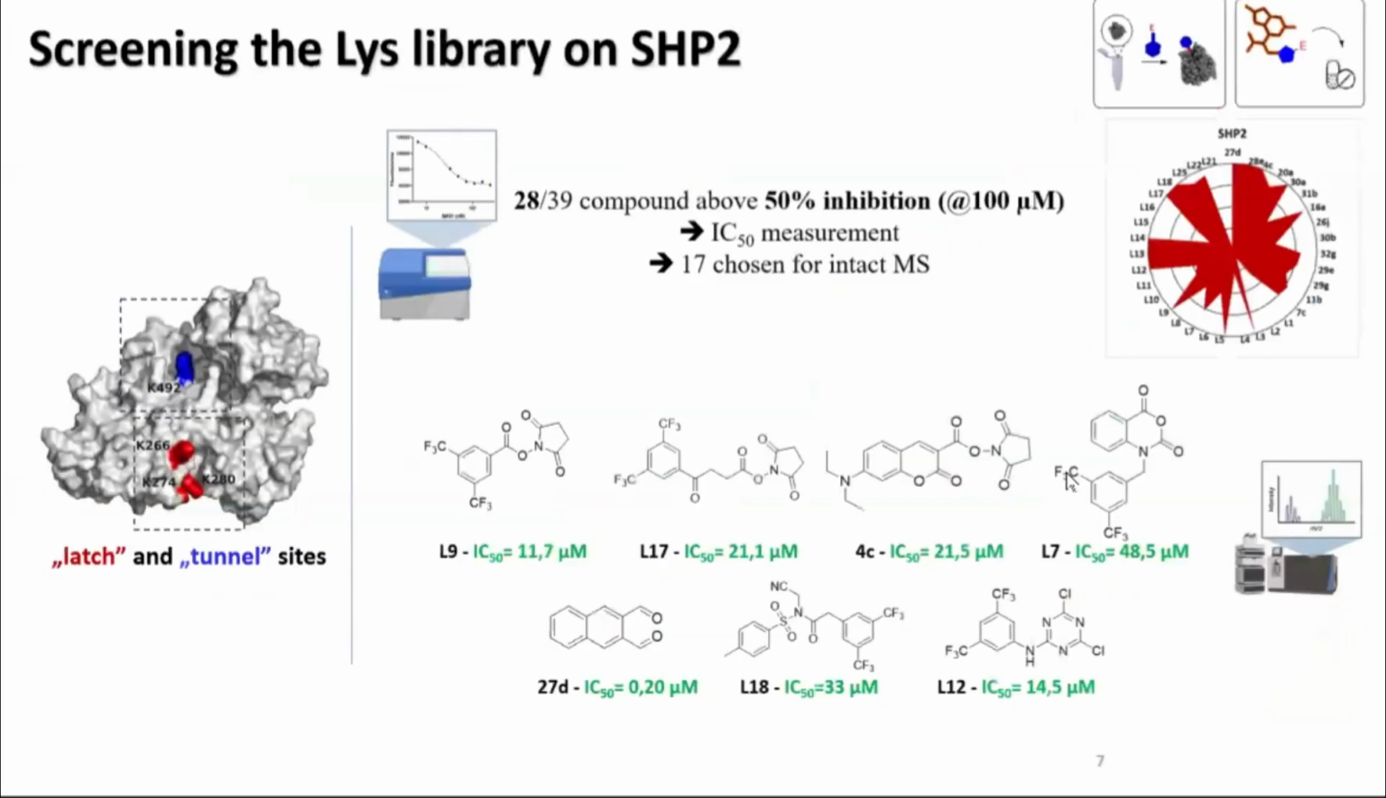Together with this, we also conducted an experimental screening of an in-house lysine library. 39 compounds were tested, of which 28 showed an inhibition above 50% at a 10 micromolar concentration. Of these, we conducted IC50 measurements. 17 were selected for their promising IC50 and thus tested for intact mass. From these 17, 7 that you see here showed to be able to tackle the lysine in the latch and also in the tunnel site. And that's what we were looking for.